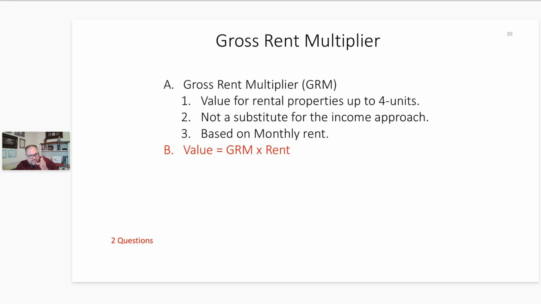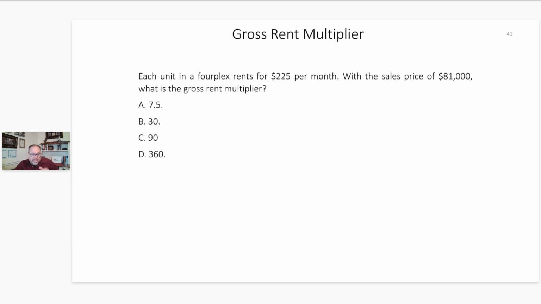So what I'll do is take the value divided by the rent. It gives me my GRM. So I've got to calculate what the rent is. I've got 4 units. They rent for $225 per month. So I've got to go 4 times $225. My total rent for the fourplex is $900. So I write that down on my scratch paper. I know that value equals GRM times rent. So I'm looking for the GRM. I put my value down, 81,000, equals GRM, that's what I'm looking for, times rent, 900. So if I take 81,000 divided by 900, my rent, I get 90, which is my GRM. That'd be answer C. Answer C.